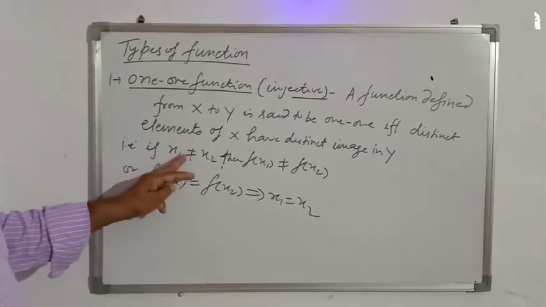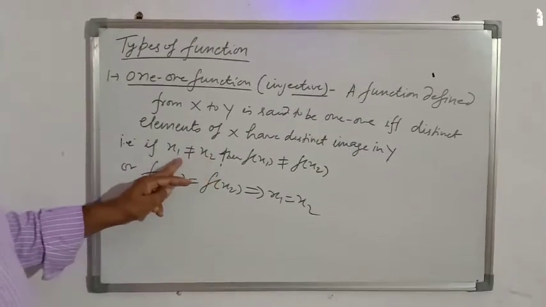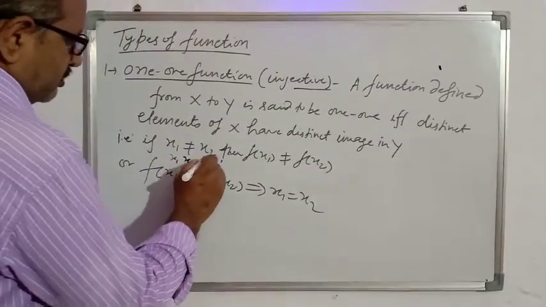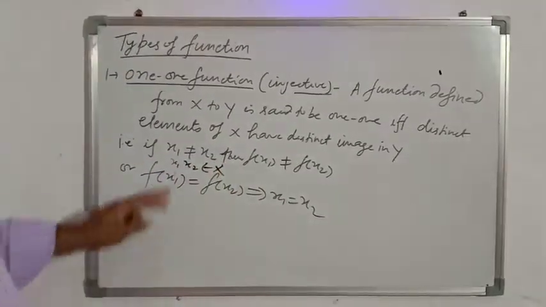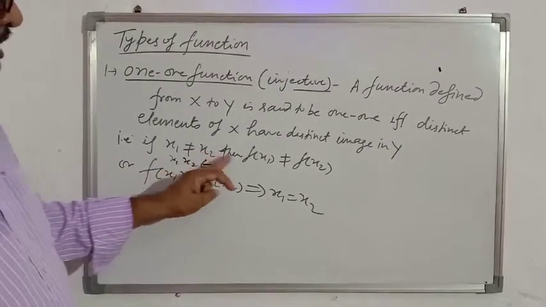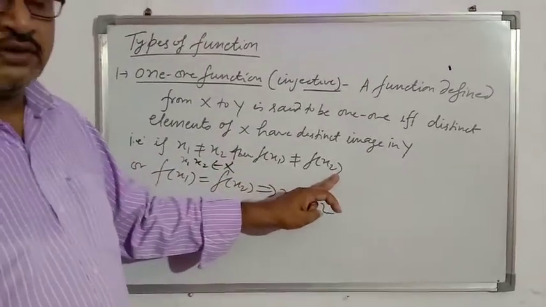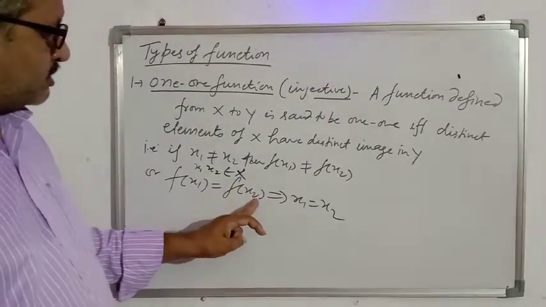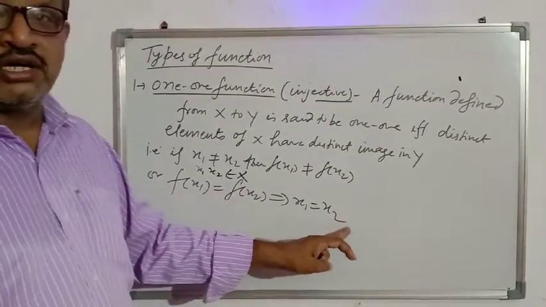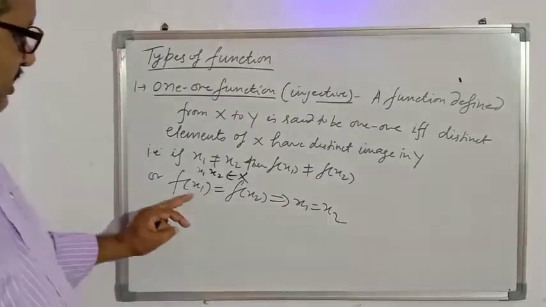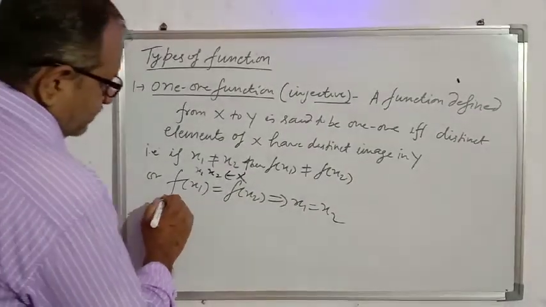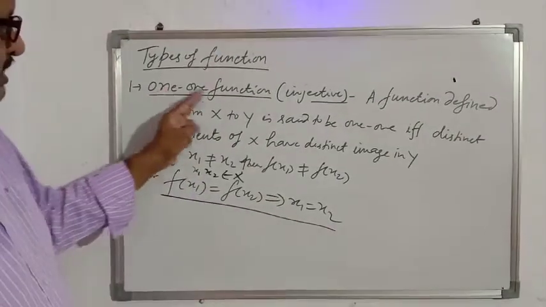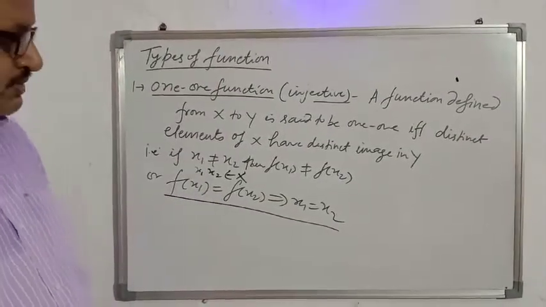Means if x1 and x2 both belong to X and are not equal, their images will not be equal. And if their images are equal, f(x1) is equal to f(x2), it means x1 and x2 are equal. So with the help of this relation, we can prove whether a given function is one-one or not.